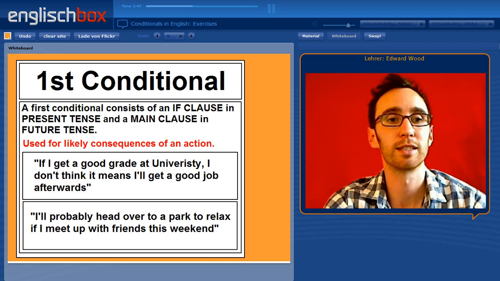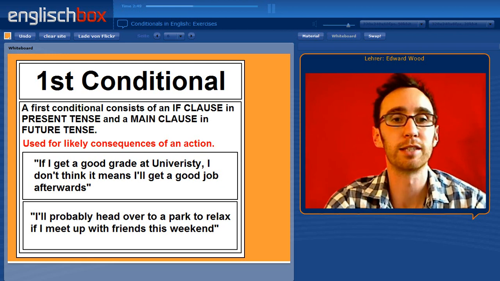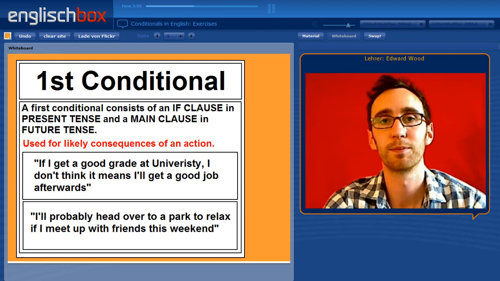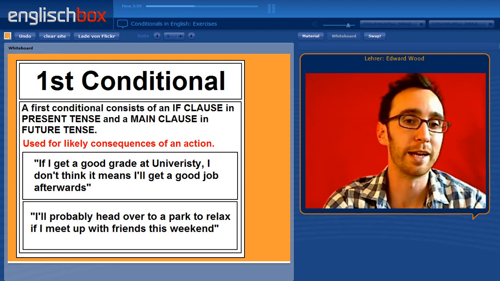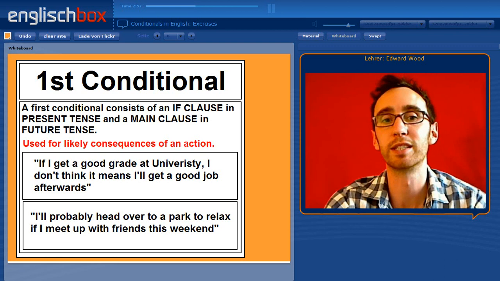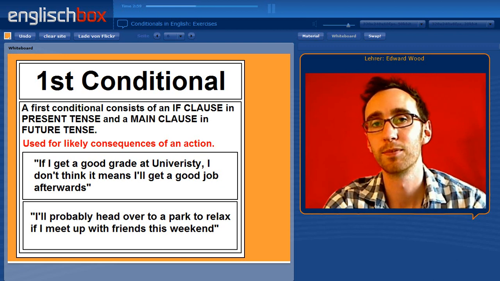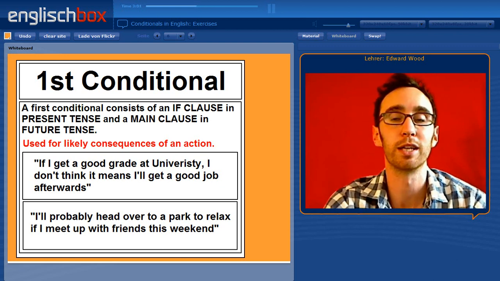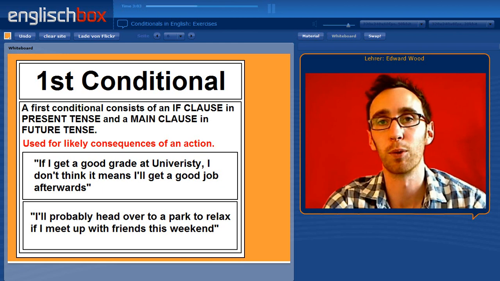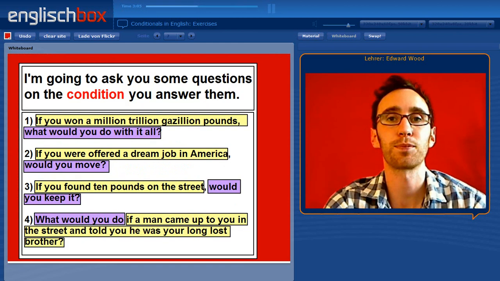So if we look at some of my answers, if I get a good grade at university, I don't think it means I'll get a good job afterwards. I'll probably head over to a park to relax if I meet up with friends this weekend. So here we have the main clause in future tense and the if clause in present tense.